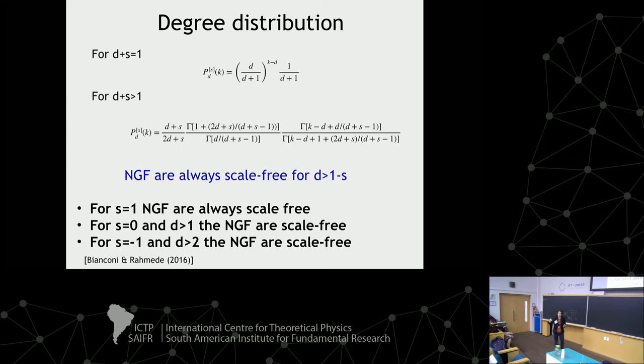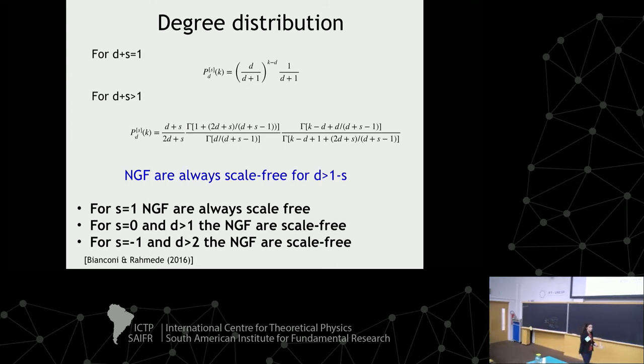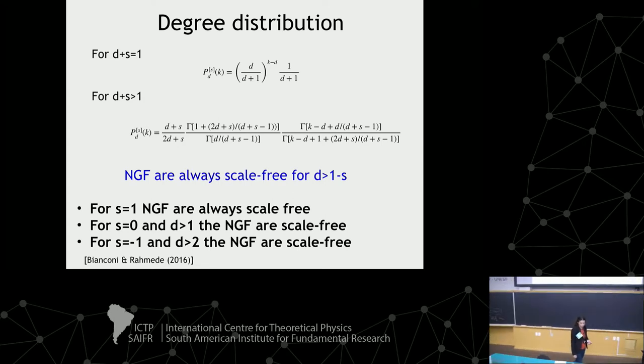This is because if we attach a triangle uniformly to every link, we end up attaching a link to a node proportionally to how many links it has already. So it is an emergent preferential attachment due to dimensionality. And if we have a manifold, as long as we are in dimension D greater than 2, so in dimension 3 and above, then we get a scale-free graph.